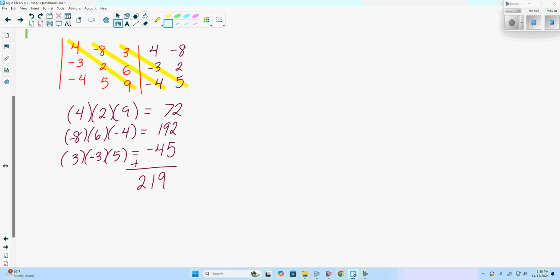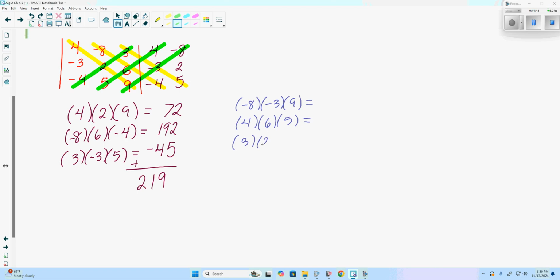Now we got to go from the right to the left. Now I'm going to get a different color for my pen. And so our first one that we can do is, well, -8 times -3 times 9. That'd be our first diagonal. Our next one is going to be 4 times 6 times 5. And our last one is going to be 3 times 2 times -4.